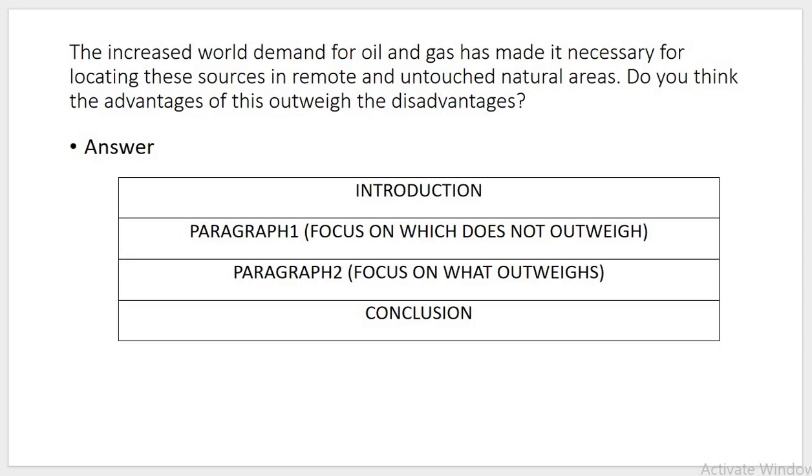Okay, the question is: the increased world demand for oil and gas has made it necessary for locating these sources in remote and untouched natural areas. Do you think the advantages of this outweigh the disadvantages? Here, you have been asked to give your opinion as well, along with the advantages and disadvantages.